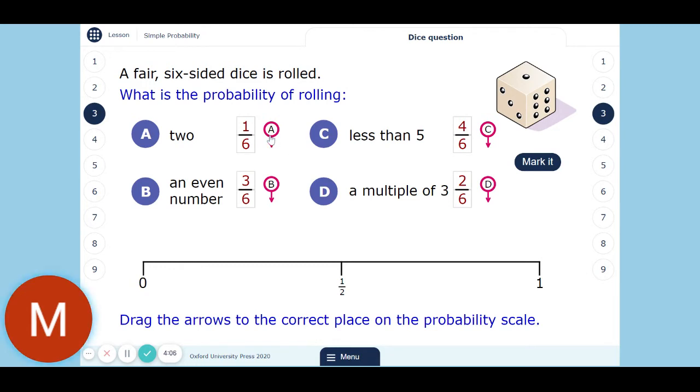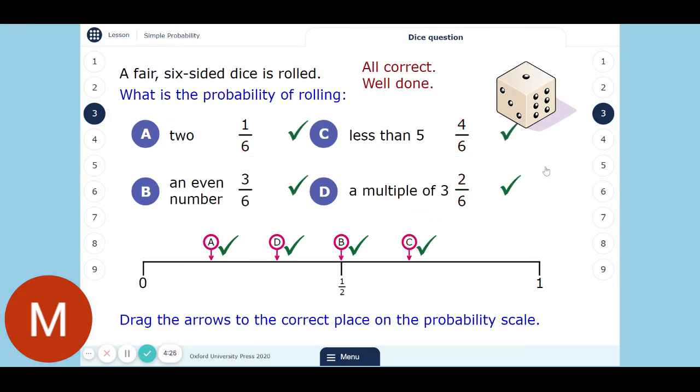So 1 out of 6, that's down here. Okay, doesn't like that. A little bit more. 2 out of 6 would be the next one. 3 out of 6, well, we said that's the same as a half. And 4 out of 6 is going to be a bit further on. And if we mark them, we're all right. Okay, so just think about how many things satisfy this out of how many things possible there are. So that's why all of these were over 6.